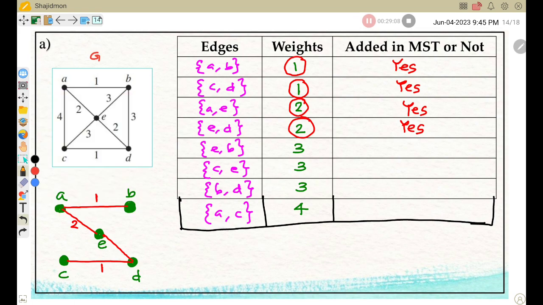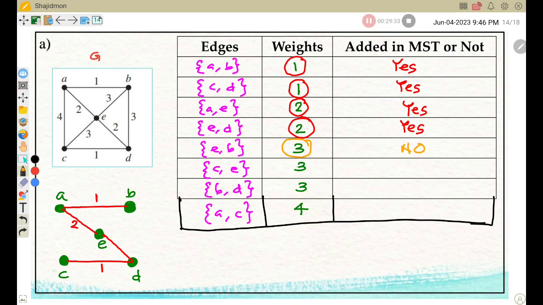Can we add this EB? This edge can be added? Cannot add because if you add it, it will be a circuit. See, for example, if we start at B, B to A to E, then again we can reach the same point. This is the meaning of circuit, correct? So we cannot add that edge. So this is not possible.